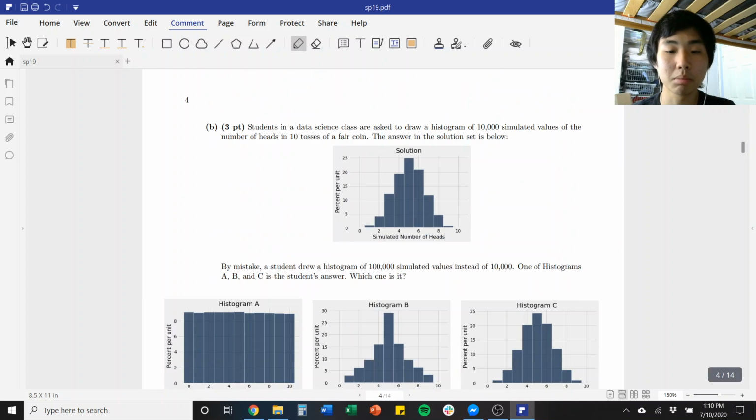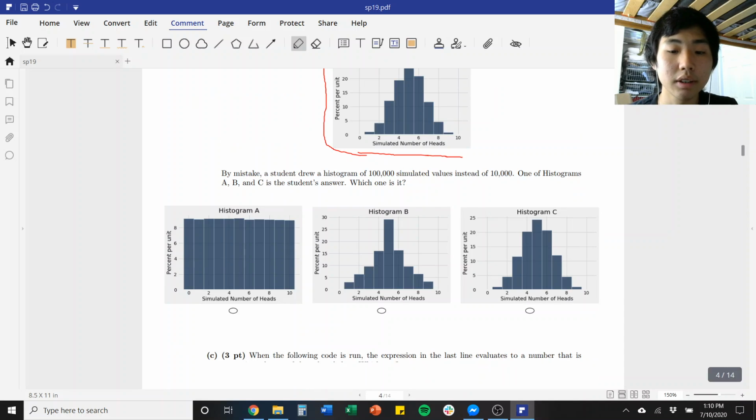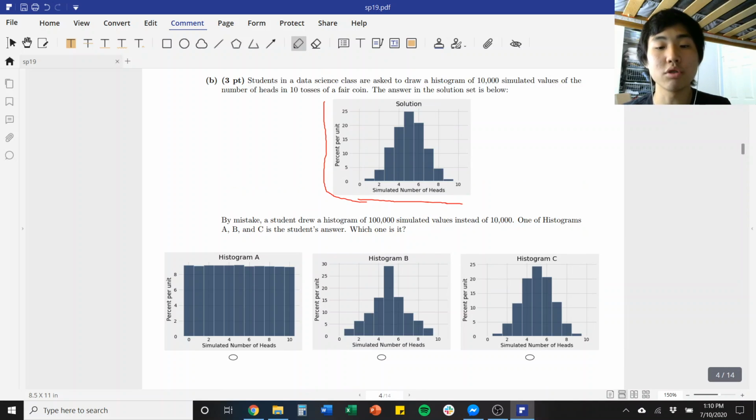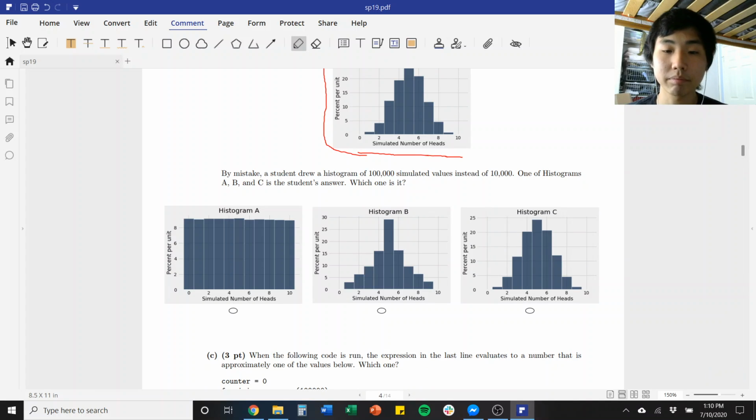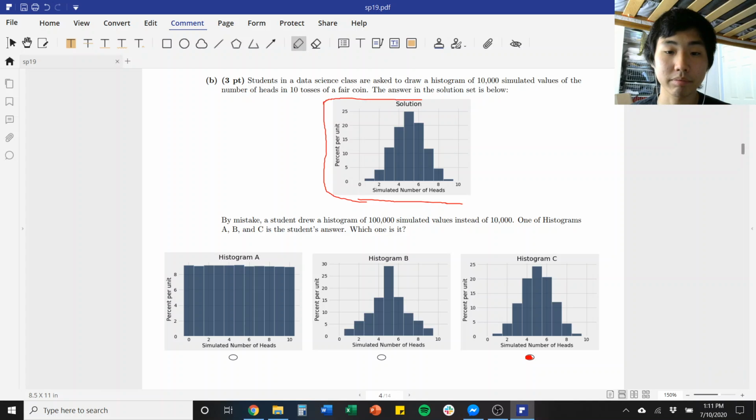Okay, part B. So we do a simulation where we draw a histogram of 10,000 coin tosses, and we see how many times we get heads in 10 tosses. So our histogram looks like this. So now, if we simulate 100,000 times instead of 10,000, what will the histogram look like? So the answer is histogram C, which is the one that is basically the exact same as our example here.